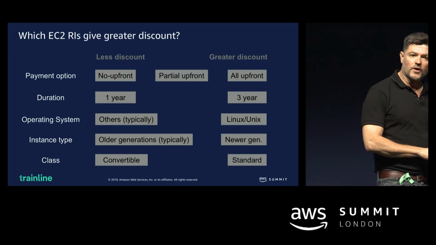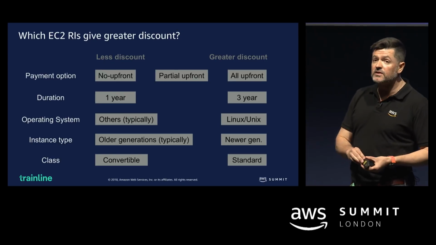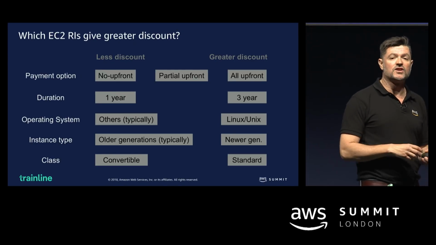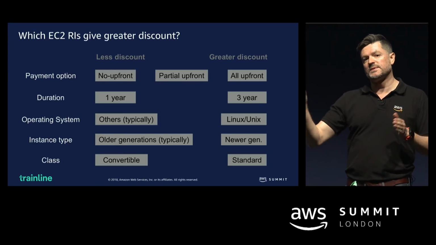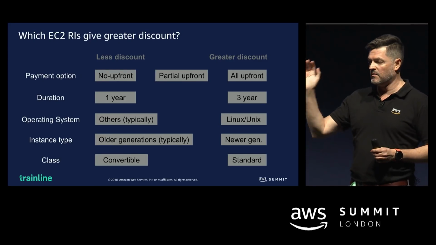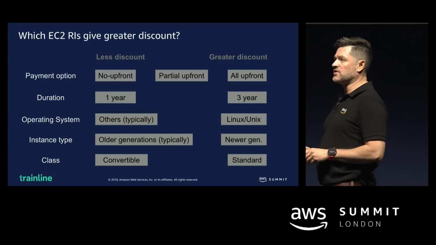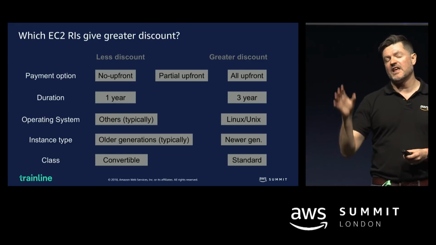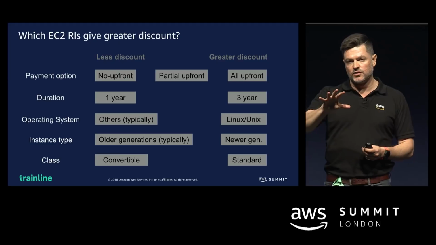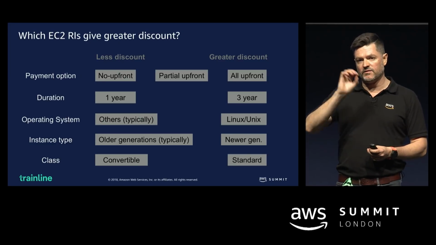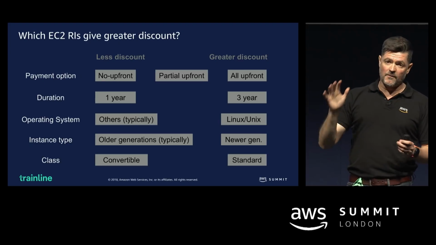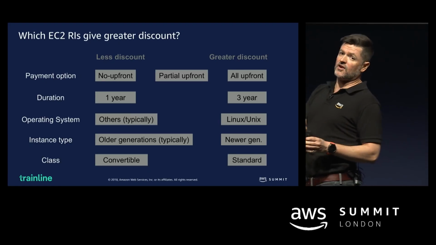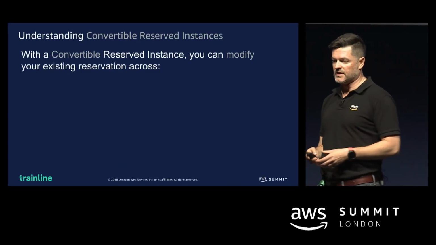And class. So convertible, obviously because there's a lot of flexibility built into a convertible, and you can chop and change, you get less of a discount. If you know that you're going to be running a specific family and a specific type, and you're going to need that for a long-term commitment, standard are fantastic. So definitely what one of my customers does is they run a lot of workloads, T2s, that whole range of T2s. They've chosen the T2 family. They've chosen a specific instance type. They've bought 3-year, all upfront standard RIs. They've made huge cost savings.